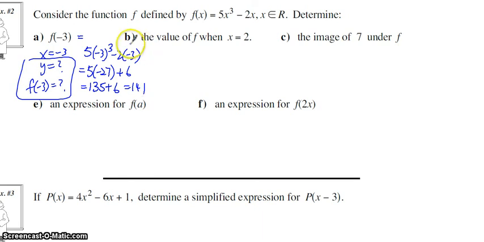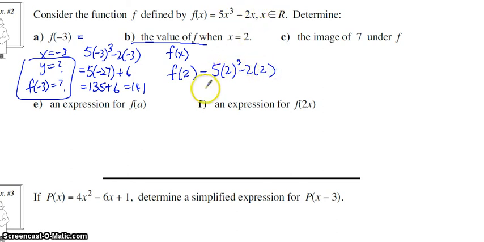Now let's read B. The value of f. What's the value of f? Which means f of x, right? When x is 2, now we know the value of x is 2, which means f of 2. What's f of 2 equal to? So we replace x with a 2. When x appears in two places, you replace both of them with the same value. 5 times 8 is 40, minus 4 is 36. 2 to the power 3 is 8.